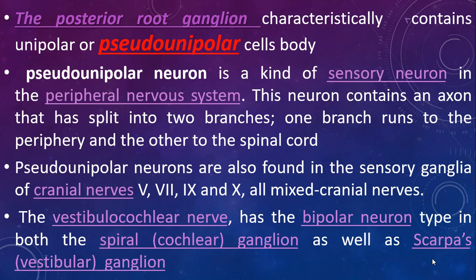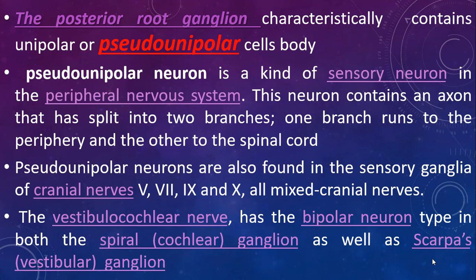Pseudounipolar neurons are also found in the sensory ganglia of the cranial nerves. Number 5, which is the trigeminal nerve. Number 7, which is the facial nerve. Number 9, which is the glossopharyngeal, and number 10 is the vagal nerve.